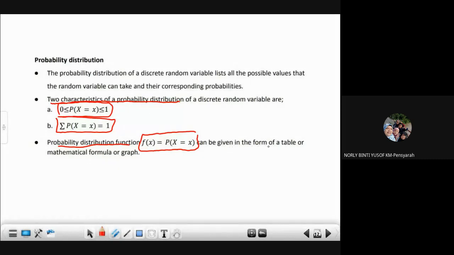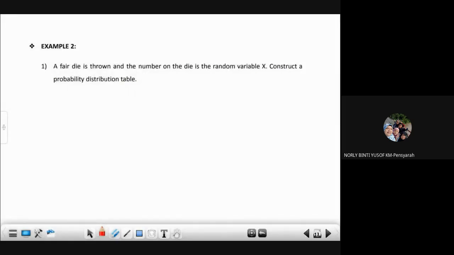Can be given in the form of table or mathematic formula or graph. So kita ada 3 jenis lah. Table, mathematic formula. Mathematic formula maksudnya dia akan bagi dalam bentuk summation lah. Dan juga graph. Kalau chapter 5 kita bina penyelesaian tu, kita boleh guna tree diagram, contingency table ataupun Venn diagram. Kita pada example 2. A fair die is thrown and the number of the die is the random variable X. Construct a probability distribution table.